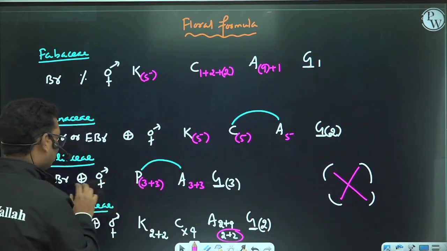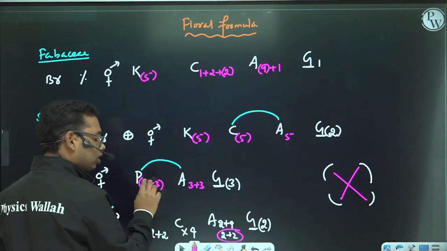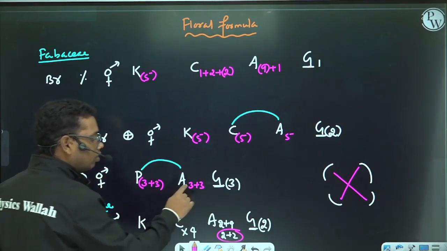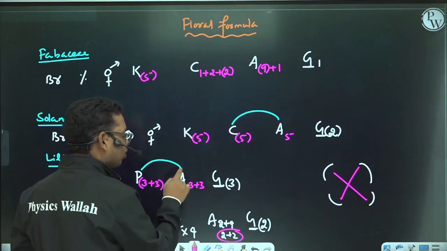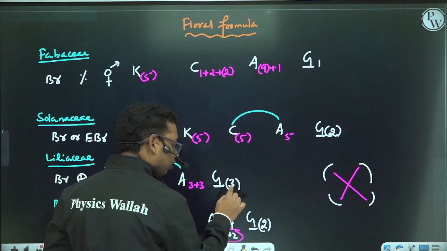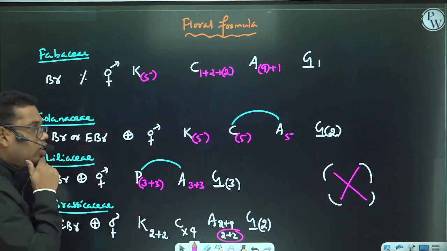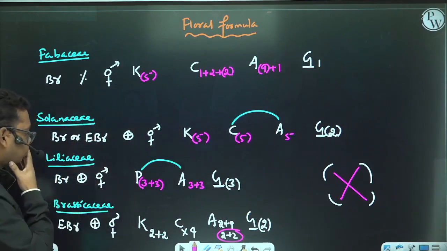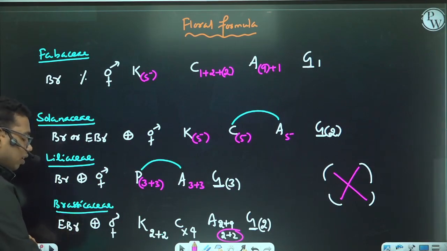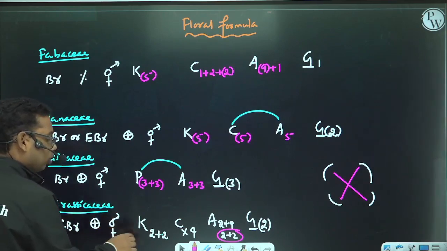Okay, this is a bracteate, actinomorphic, bisexual flower. 6 tepals, 3 outer, 3 inner, they are fused with each other. 6 stamens, 3 outer, 3 inner, and the stamens are fused with the tepal, so this is epitepalous condition. 3 carpels, that means tricarpellary condition, syncarpous condition, superior ovary. Which ovary? Superior ovary. Okay, and Brassicaceae has ebracteate condition, actinomorphic, okay, and bisexual.